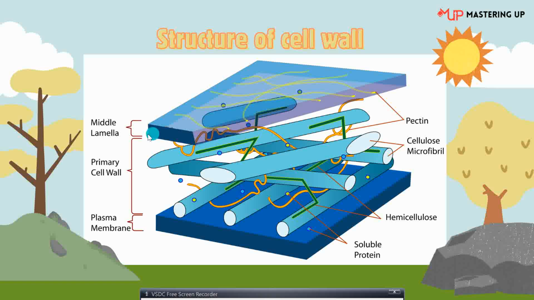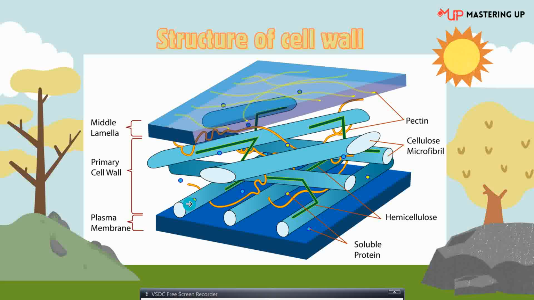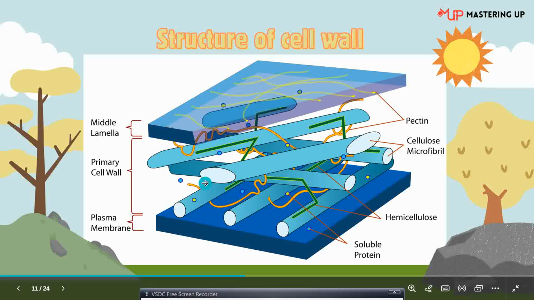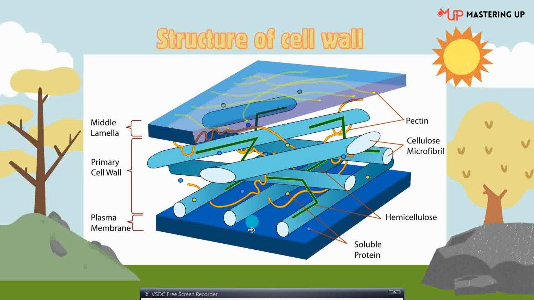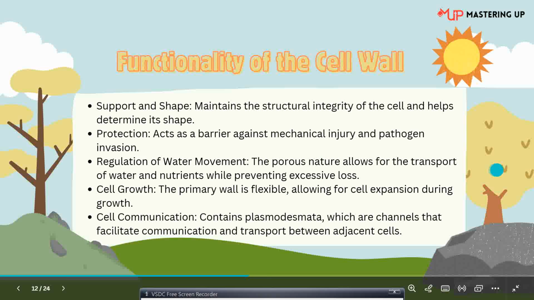So this one here is the middle lamella, and this one is the primary cell wall, and then the plasma membrane is present. This secondary cell wall is mainly present in the xylem cells and so on. So this secondary cell wall is not always seen in the structure of the cell wall. That's why, while the cell is growing, majorly all the cells contain the middle lamella, primary cell wall, and inside they have the plasma membrane.